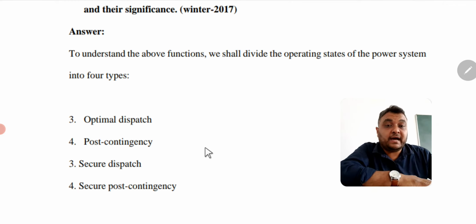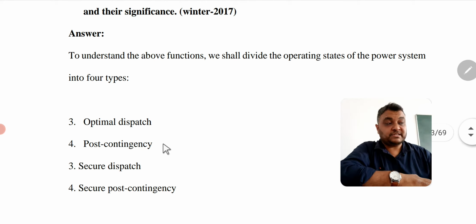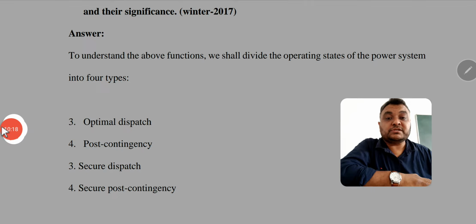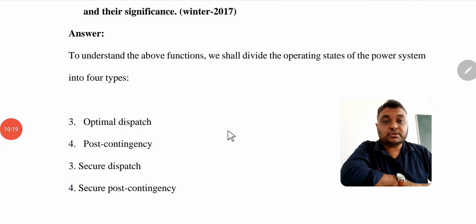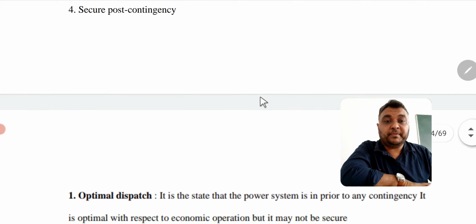In the last question these various states were discussed, and over here are the control actions which we are going to take: optimal dispatch, post contingency, secure dispatch and secure post contingency. We will understand all these actions through the figure: what is the optimal dispatch, what is the post contingency, what is the secure dispatch and what is the secure post contingency. Here we will start with the first one, the optimal dispatch.